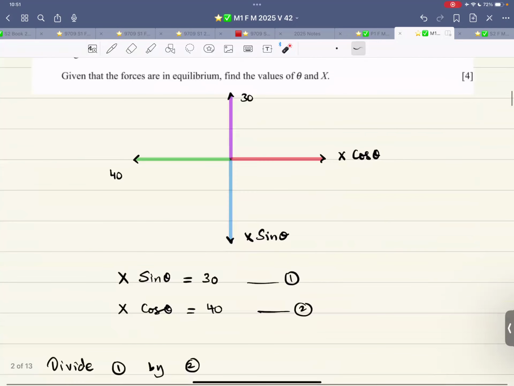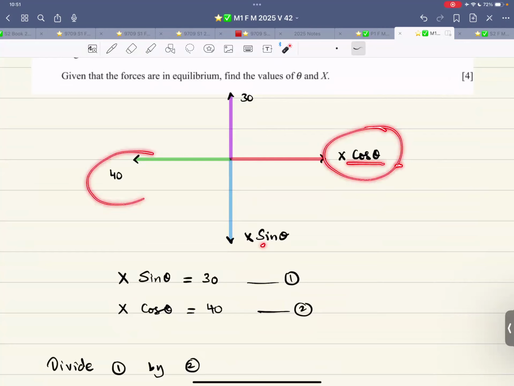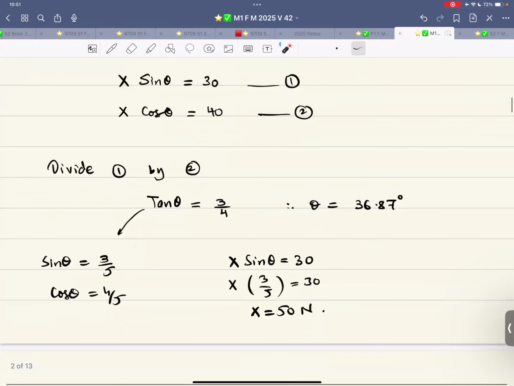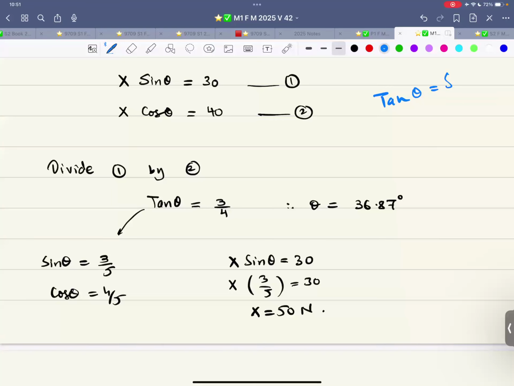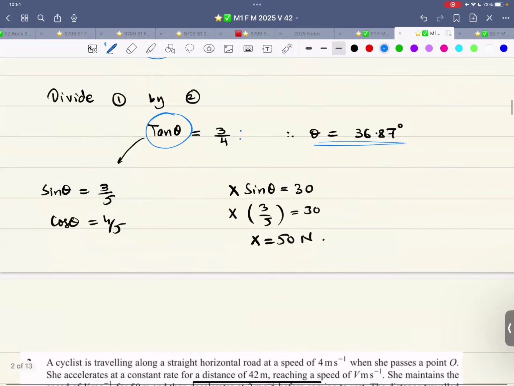resolve vertically. x cos theta to the right, x sine theta down, this equals this because it's an equilibrium. x sine theta is 30, x cosine theta is 40. We know from our knowledge of trigonometry that tangent of theta is sine theta over cos theta. If I take equation 1, divide with equation 2, the x and the x cancel out and I get tangent theta is 3/4. Therefore, theta comes out to be 36.87 degrees.